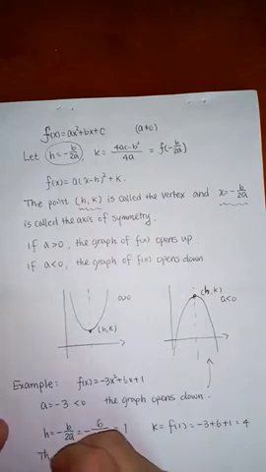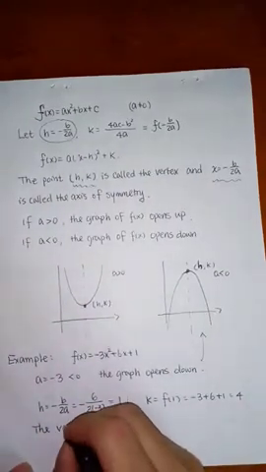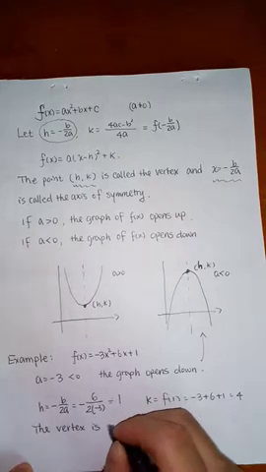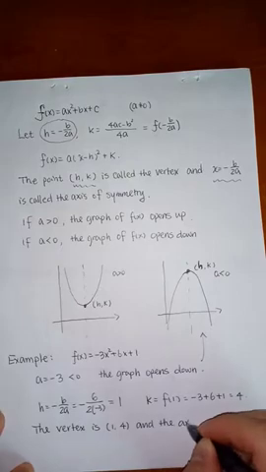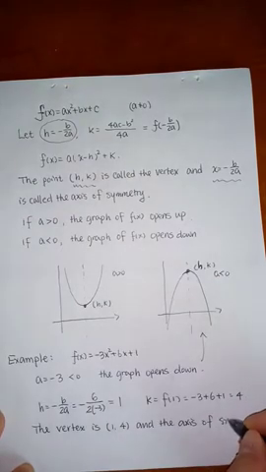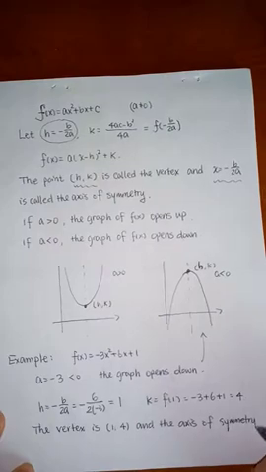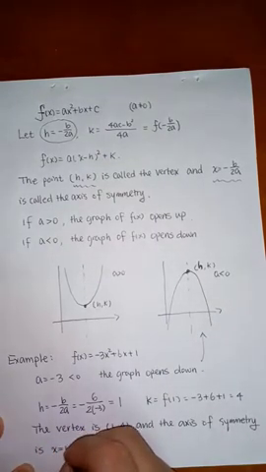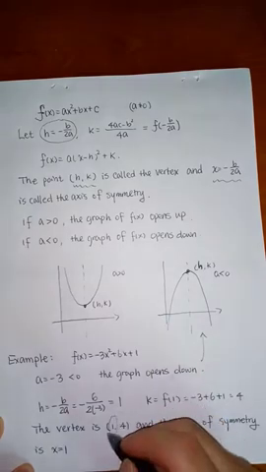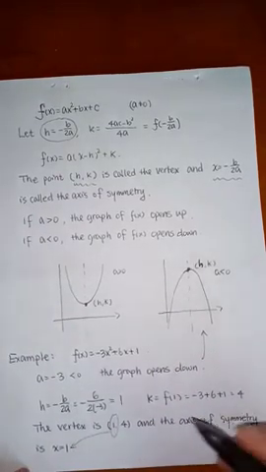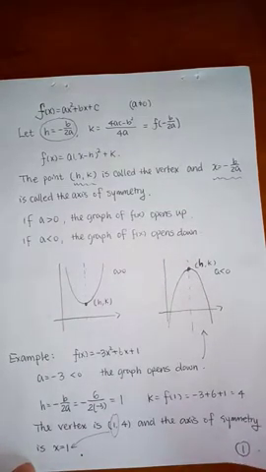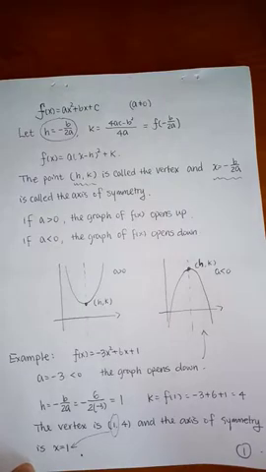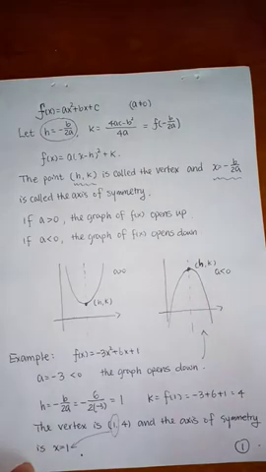So the vertex is (1, 4), and the axis of symmetry is x equal to 1. You just get the x coordinate of the vertex. Okay, so that's the vertex, axis of symmetry, and the direction of opening, open up or open down.